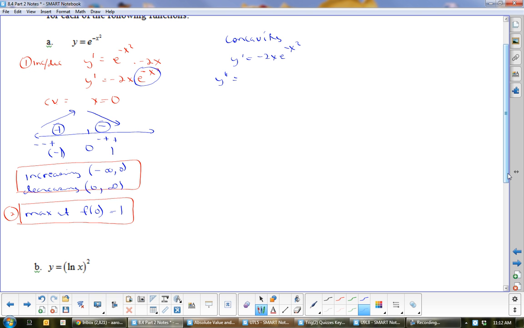I'm going to do the derivative of the first, so that's just negative 2, or negative 2 times e to the negative x squared. So I did the derivative of the first times the second. Now it's the first, negative 2x, times the derivative of the second, which is e to the negative x squared times negative 2x.